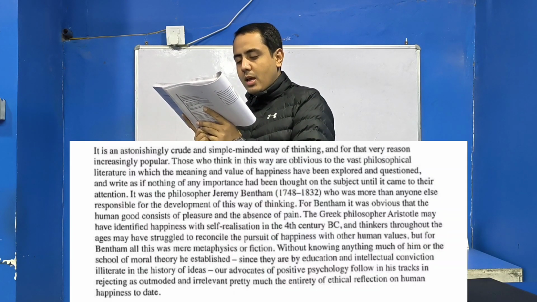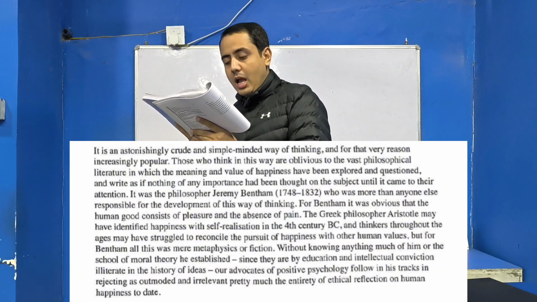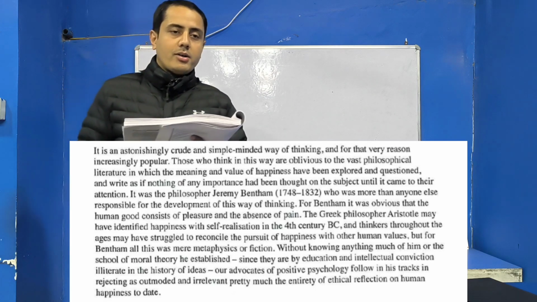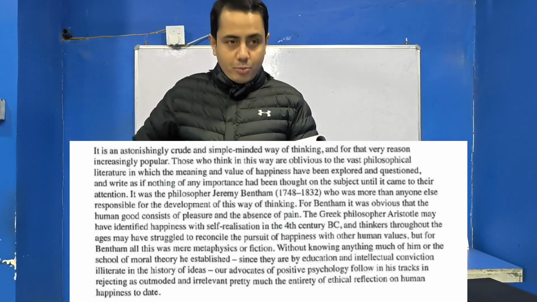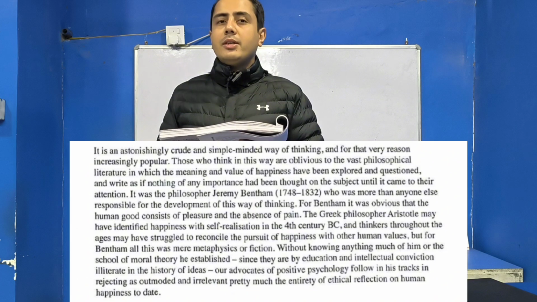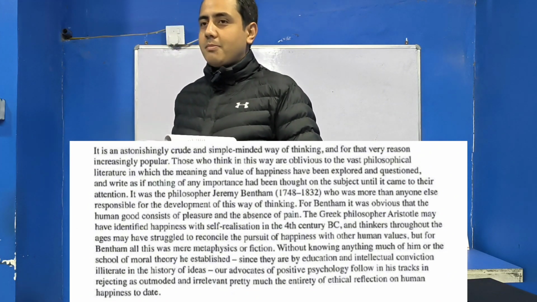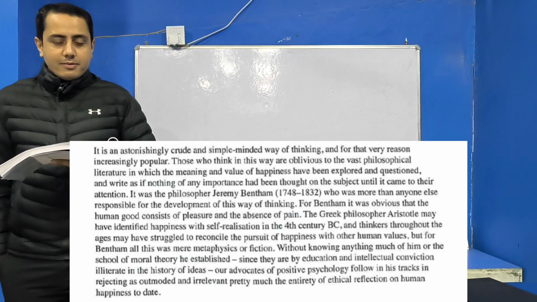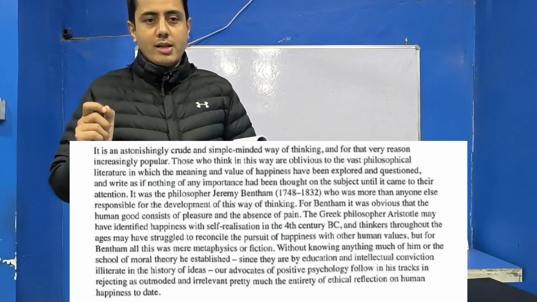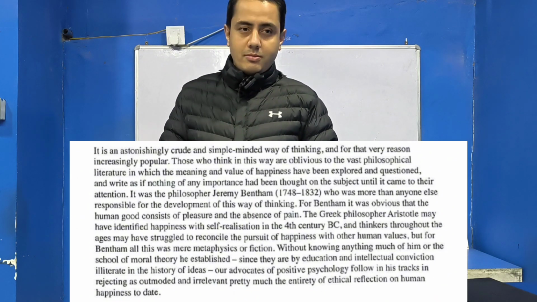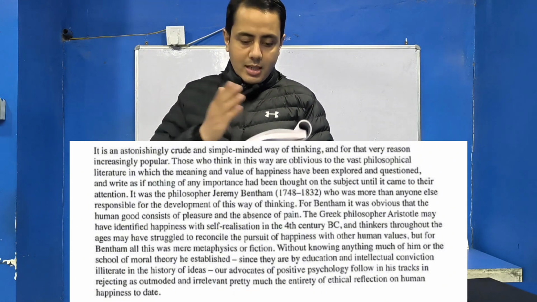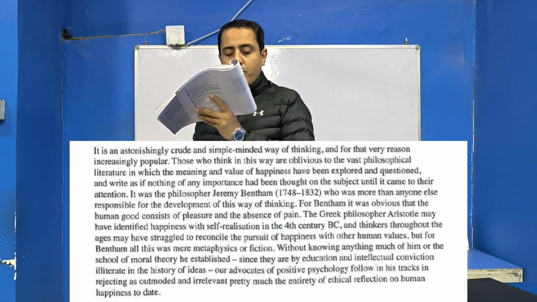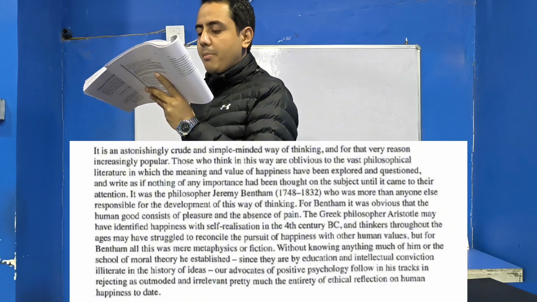In the next paragraph, I want you to look at the second line. Those who think in this way. Do you see that? Those who think in this way means those who support this, who think in this way, are oblivious. Now, what does it mean, oblivious? Sometimes, if we don't know the meaning of words, we will not know the answer. And I believe this word oblivious holds the key for what the answer is. Oblivious means they don't know. They don't know what is happening. They are oblivious to what? To the vast philosophical literature in which the meaning and value of happiness have been explored and questioned.